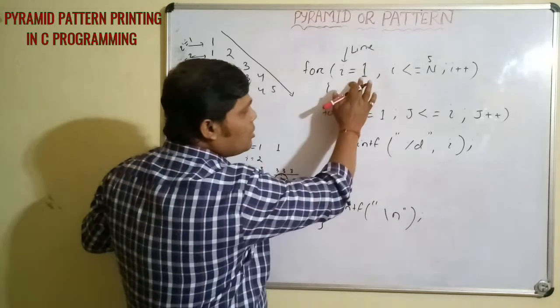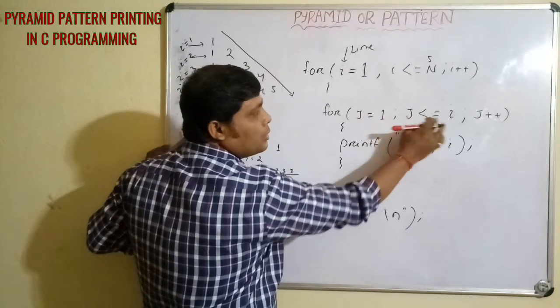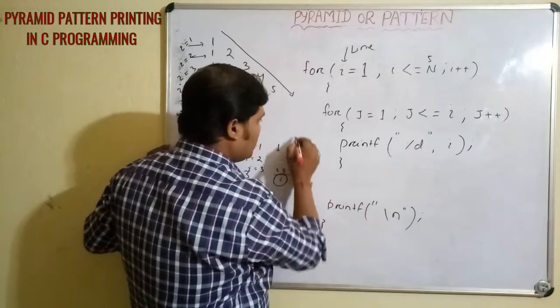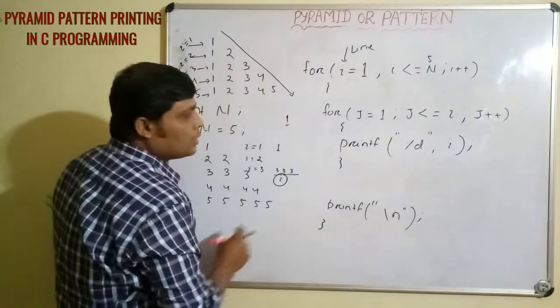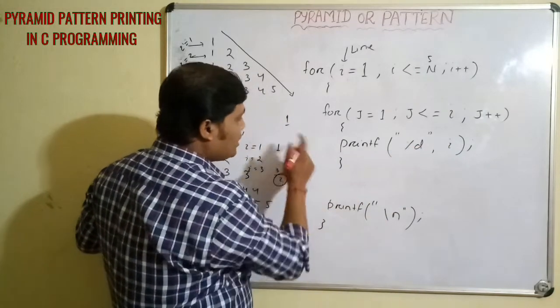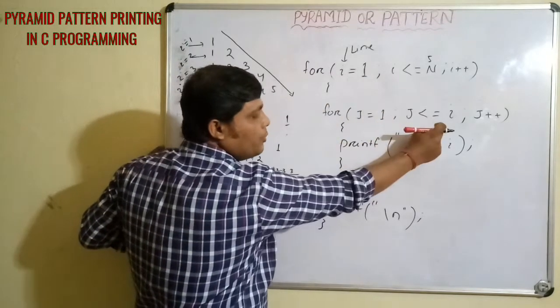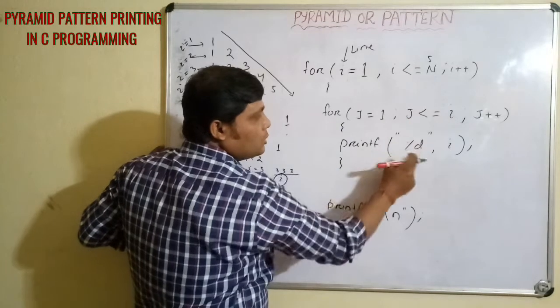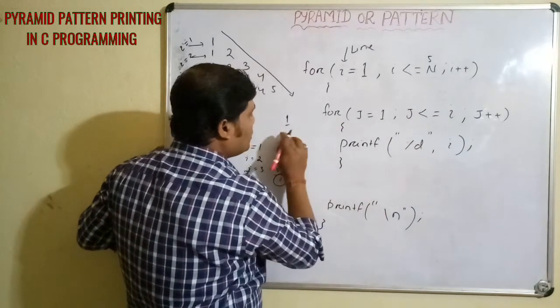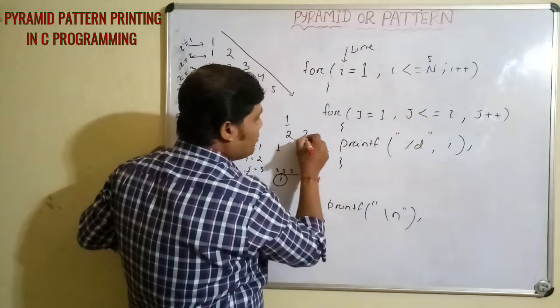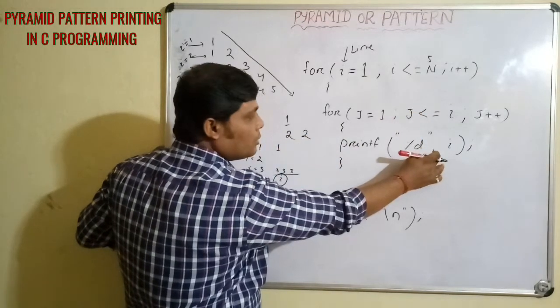You can see when I value is 1, the loop will continue for 1 time. It will print I value, which is 1. Next, it will go to the next line. In the next line, when I value will be 2, it will continue for 2 times, 1 to 2. Then it will print what? I value 2, and for the second J value 2, it will again print 2.